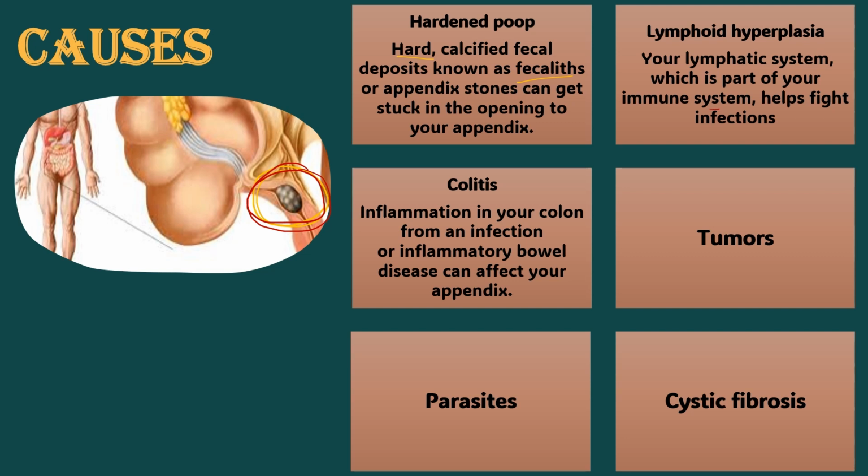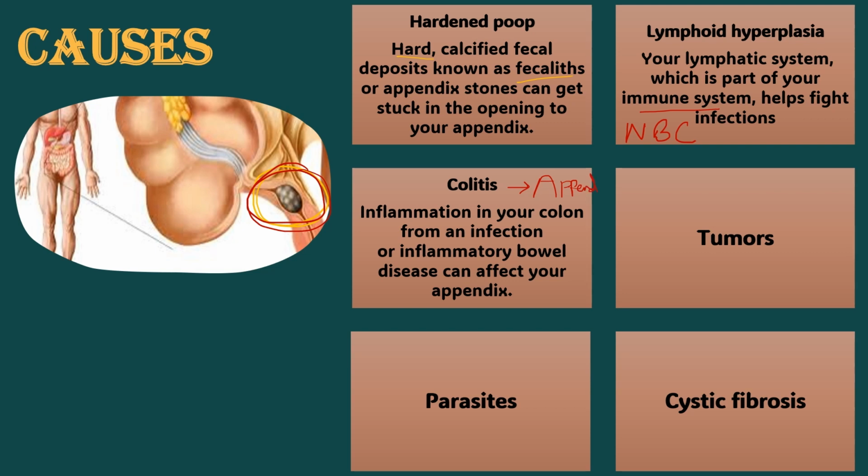Other than this, whenever you have any infection or inflammation in your body, your lymphatic system, which is a part of your immune system, helps fight infections by releasing white blood cells. As a response to the infection or inflammation, the lymphoid tissue swells up. This lymphoid tissue is present in the appendix, and when this happens, it obstructs the appendix, which leads to infection inside the appendix. Colitis or the inflammation of the colon can also lead to appendicitis because, as we discussed, the colon is attached to the appendix.